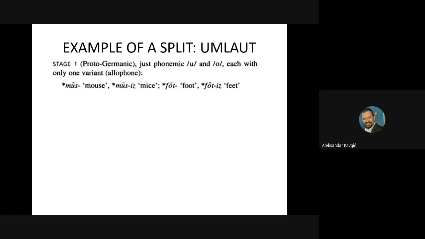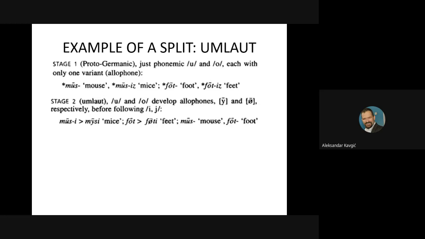So this final E, which is why this change is also called E mutation, because it was triggered by this final E in the suffix, was actually causing an allophone to be produced. What happens is this umlaut. So U and O develop allophones in this context of E.